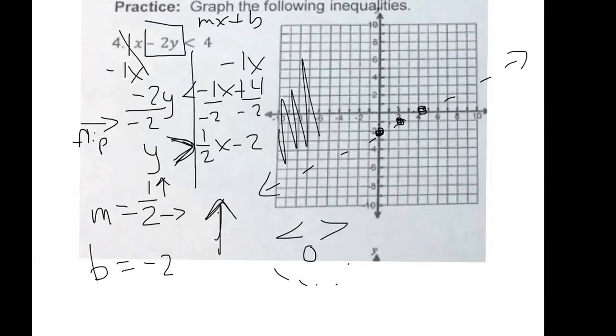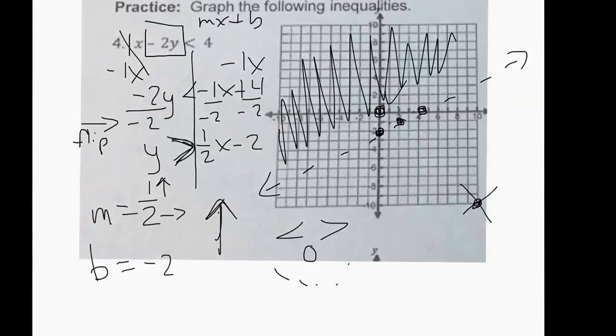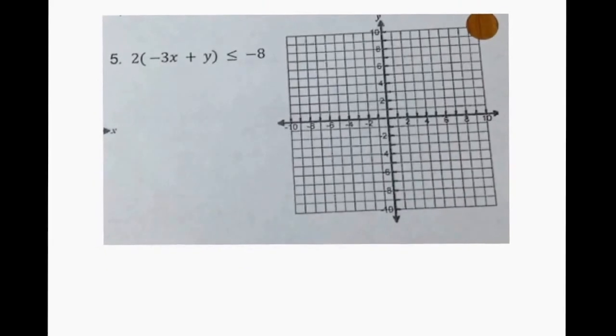Shade up. So that's what my graph looks like. Okay? So 0, 0 is a good point, but 10, negative 10 is a bad point. It's not a solution. And you could plug those in to prove it as well.